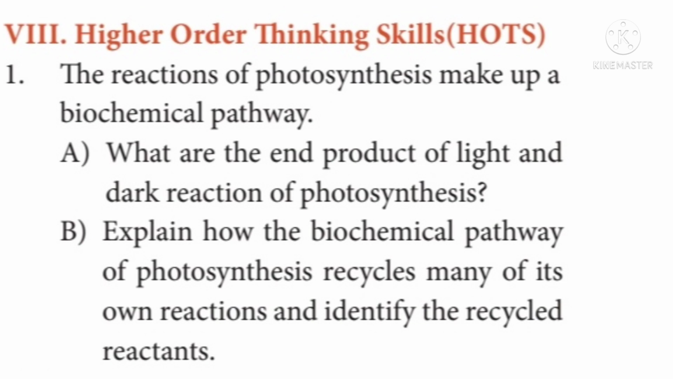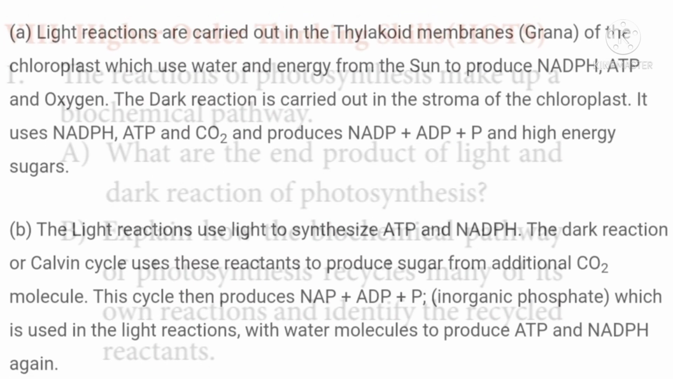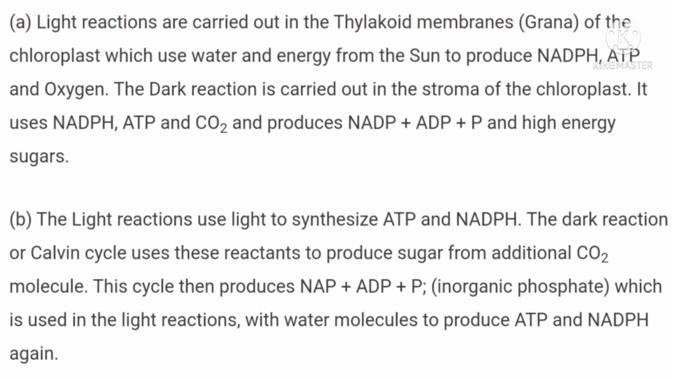Answer for this question. Light reactions are carried out in the thylakoid membranes of the chloroplast, which use water and energy from the sun to produce NADPH, ATP and oxygen. The dark reaction is carried out in the stroma of the chloroplast. It uses NADPH, ATP and CO2 and produces NADP plus, ADP plus P and high energy sugars.